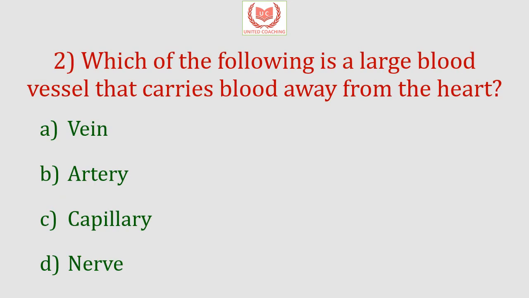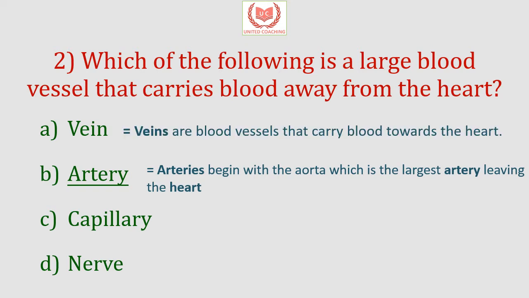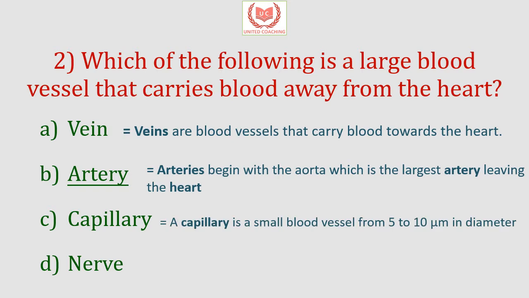Our next question is, which of the following is a large blood vessel that carries blood away from the heart? So is it vein, artery, capillary or nerve? So answer is artery. Arteries begin with the aorta, which is the largest artery leaving the heart. Now veins are the blood vessels that carry blood towards the heart, and capillary is a small blood vessel that is from 5 to 10 micrometer in diameter, and nerve is not a blood vessel.